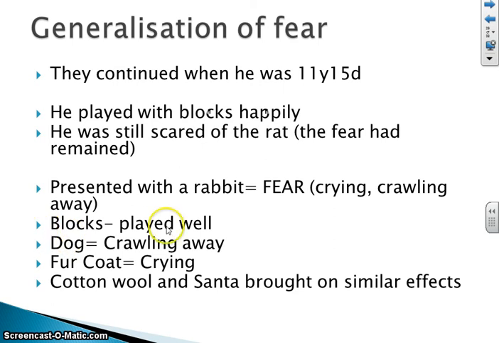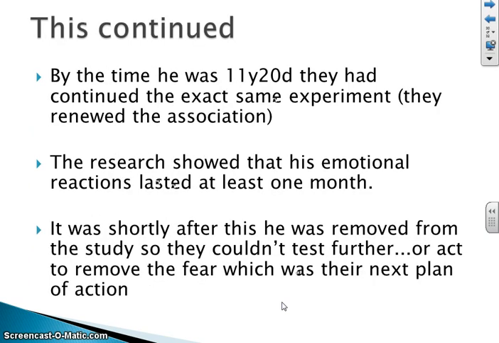He was fine with building blocks. He played well with them, and they often used those to calm him down. He was scared of a dog, he was scared of a fur coat, he was scared of cotton wool and a Santa mask. Anything that reminded him of the rat was enough to cause the fear response. The fear had been generalised. By the time he was 11 months and 20 days old, they continued the same thing again. And this showed that the results carried on for at least a month's time. They couldn't do any further testing because his mum had seen how much this experiment had upset him and withdrew him from the experiment.